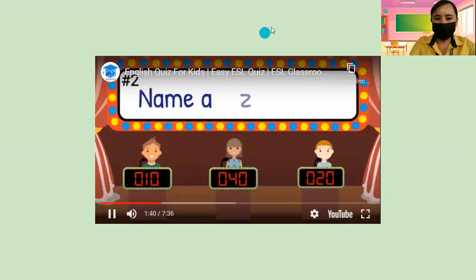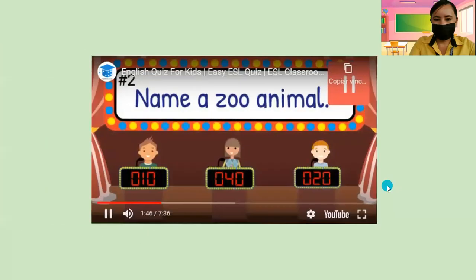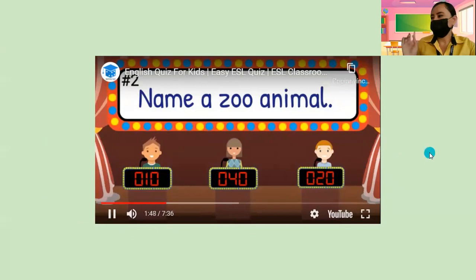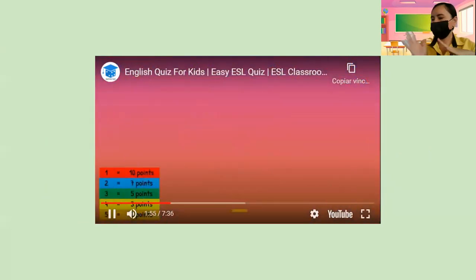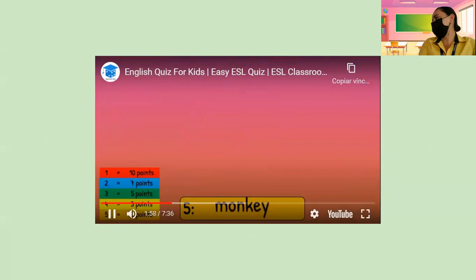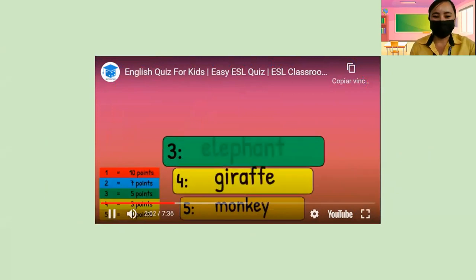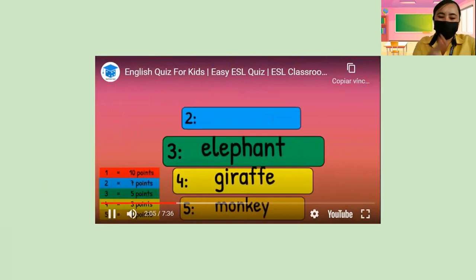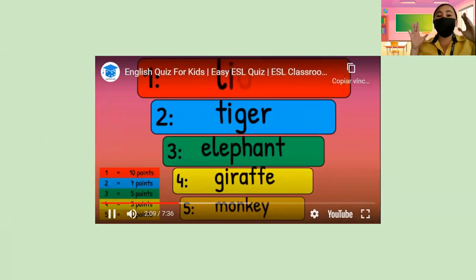Second. Elephant, you said. Gray says elephant. Monkey. Elephant or monkey? Monkey is in the last stop. Okay, elephant. Elephant is in the top 3. And lion is in the first stop. If you say lion, you win 10 points.